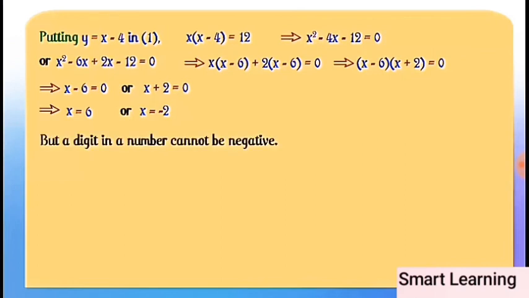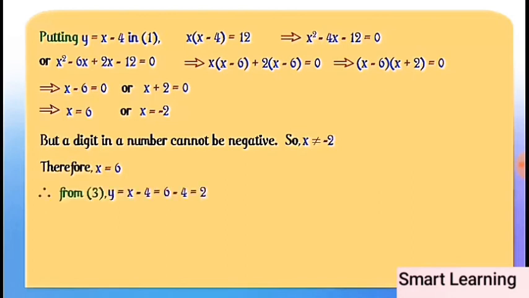But a digit in a number cannot be negative. So, x is not equal to minus 2. Therefore, x is equal to 6. Therefore, from third, y is equal to x minus 4 is equal to 6 minus 4 is equal to 2. So the original number is equal to 10y plus x is equal to 10 into 2 plus 6 is equal to 26.